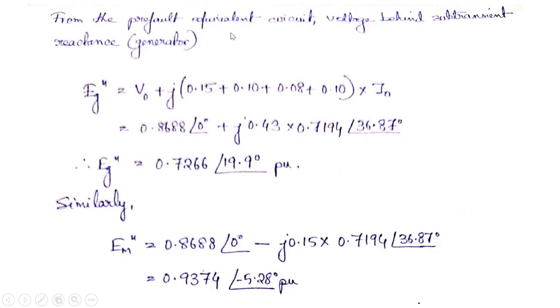So from the pre-fault equivalent circuit, the voltage behind subtransient reactance of the generator, Eg'', is equal to V0, which is the pre-fault voltage, plus j, the whole of the reactances present, multiplied by I0, which gives us Eg'' equal to 0.7266 angle 19.9 degree per unit. Similarly, Em'' can be obtained to get the value 0.9374 angle minus 5.28 degree per unit.